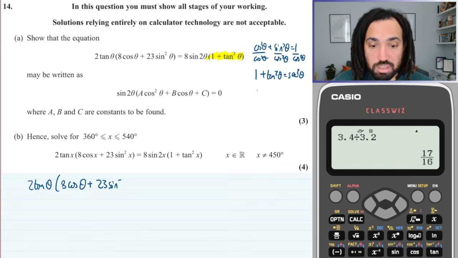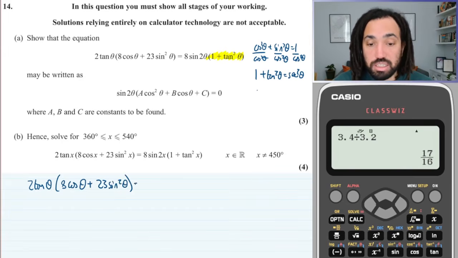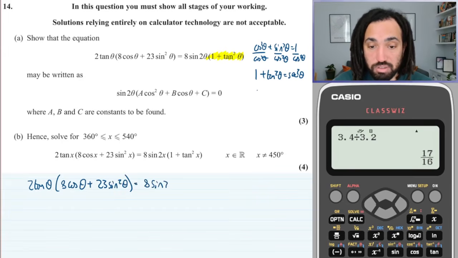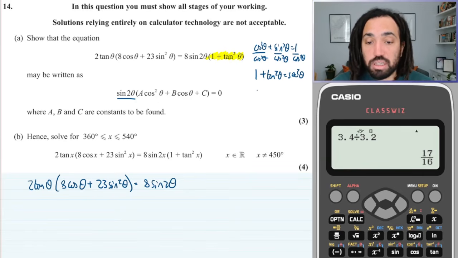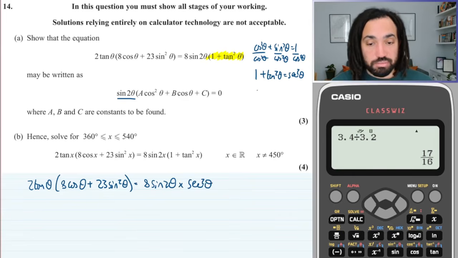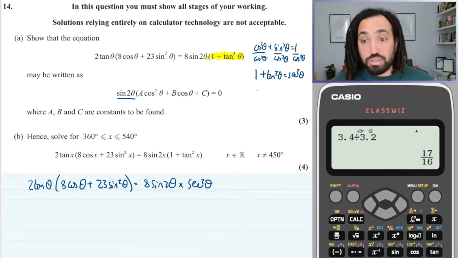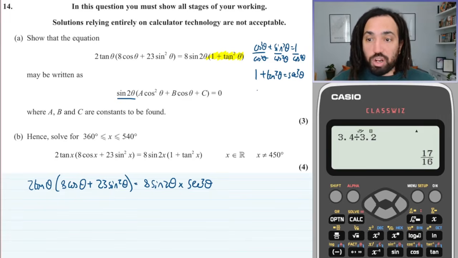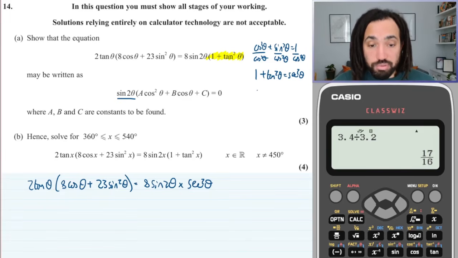23 sine squared theta is equal to 8 sine 2 theta. I'm going to want to keep that sine 2 theta because I can see there's one in my answer. And that's multiplied by sec squared theta. So to clear a sec squared, because it is 1 over cos squared, means we can multiply through by cos squared.